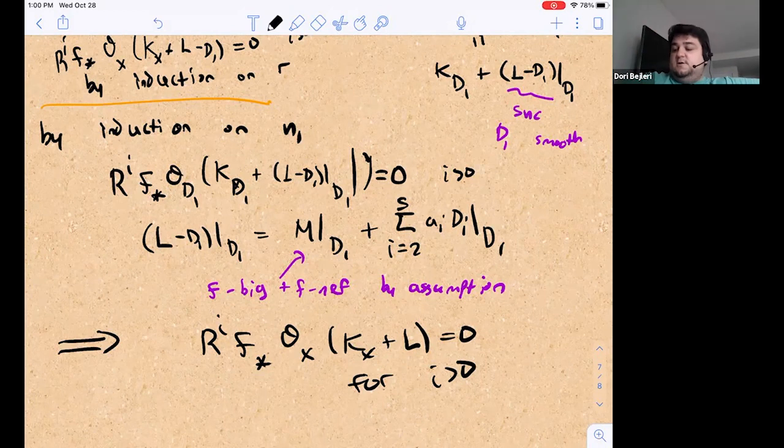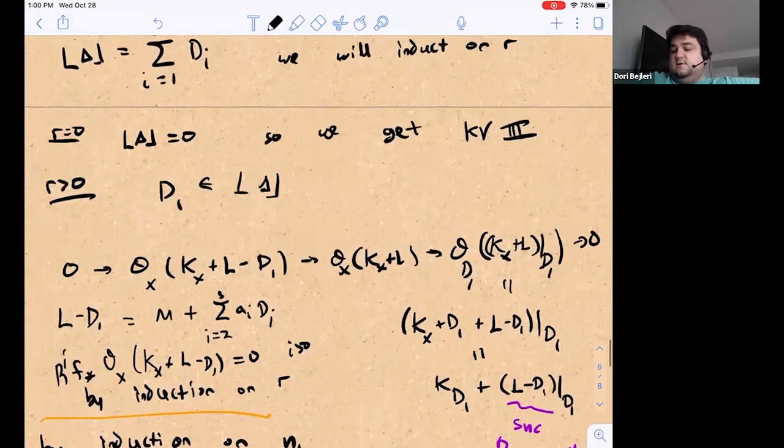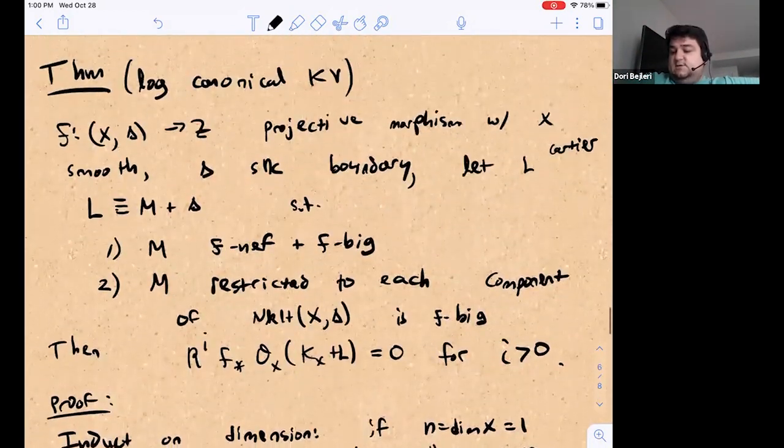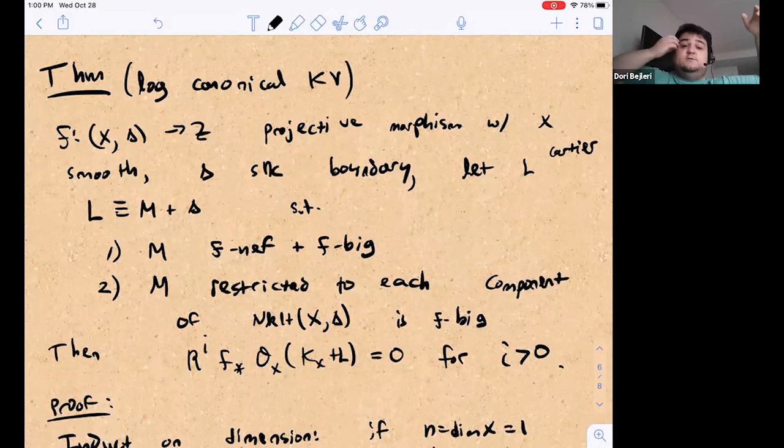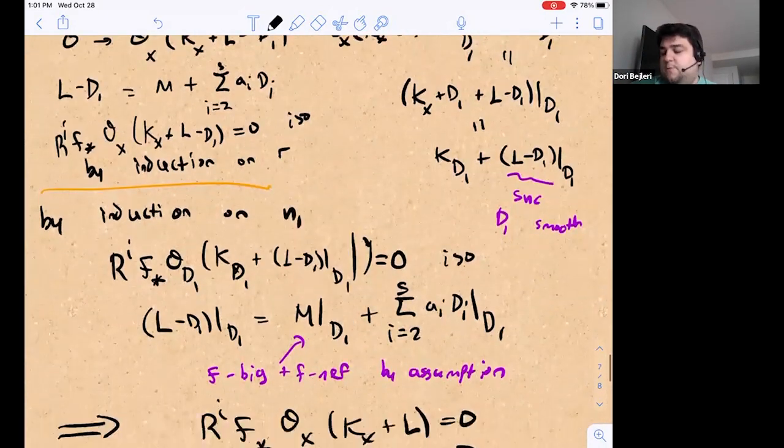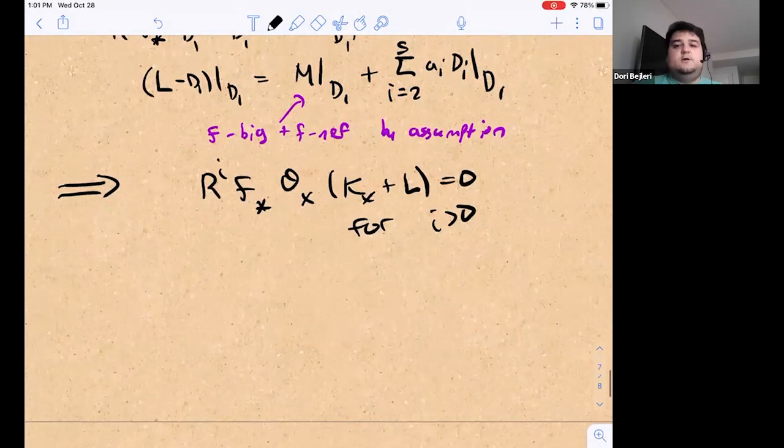So reducing the general log canonical case to this one is a little tricky, because when you blow up, you're changing the dimensions of your log canonical centers. So you need to somehow carefully modify your delta and your M to get an appropriate theorem in the general log canonical case. But we won't need that in this class, so we're not going to do it.